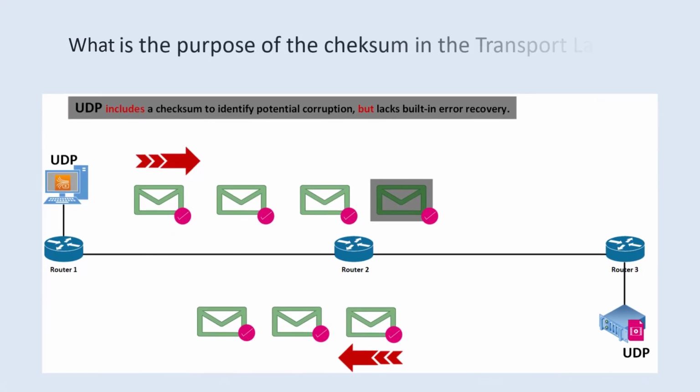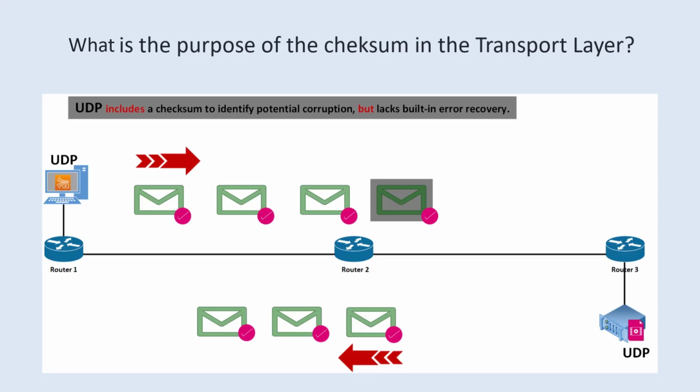What is the purpose of the checksum in the transport layer? This is a very good question. Both TCP and UDP include a checksum in their headers to detect errors in the data during transmission. The checksum is used to identify potential corruption in the packet during transit. If errors are detected, the corrupted packet is discarded.